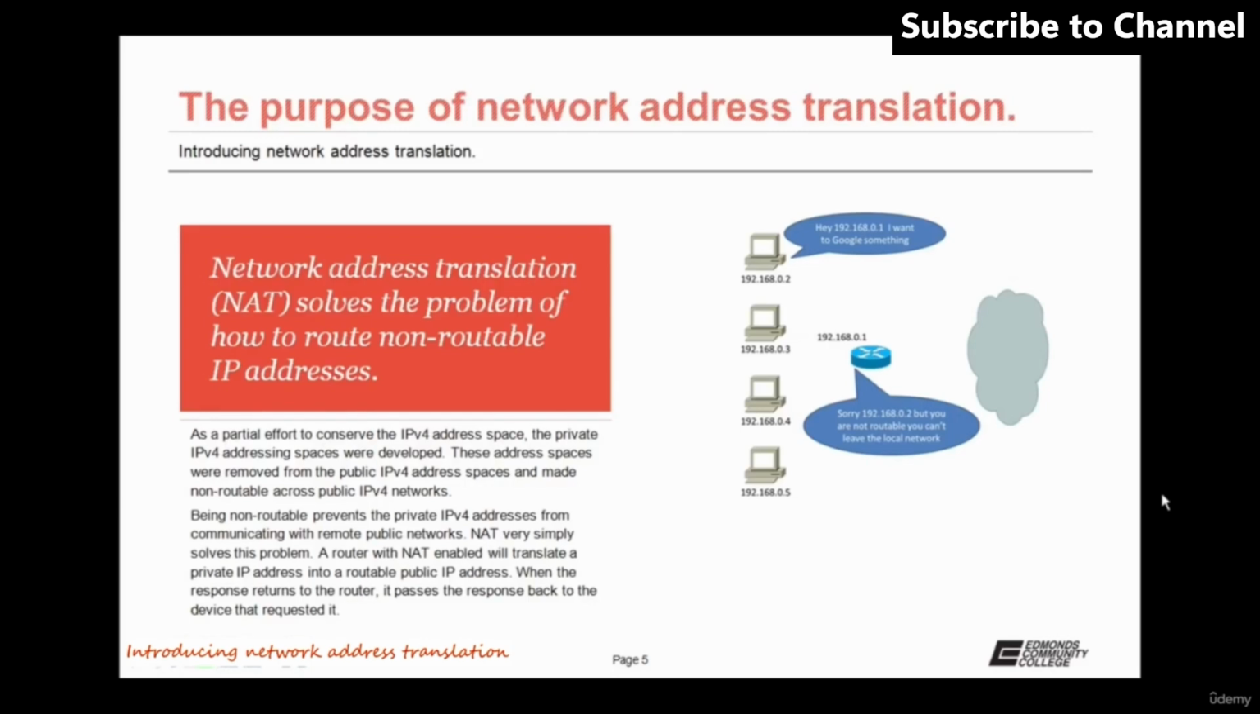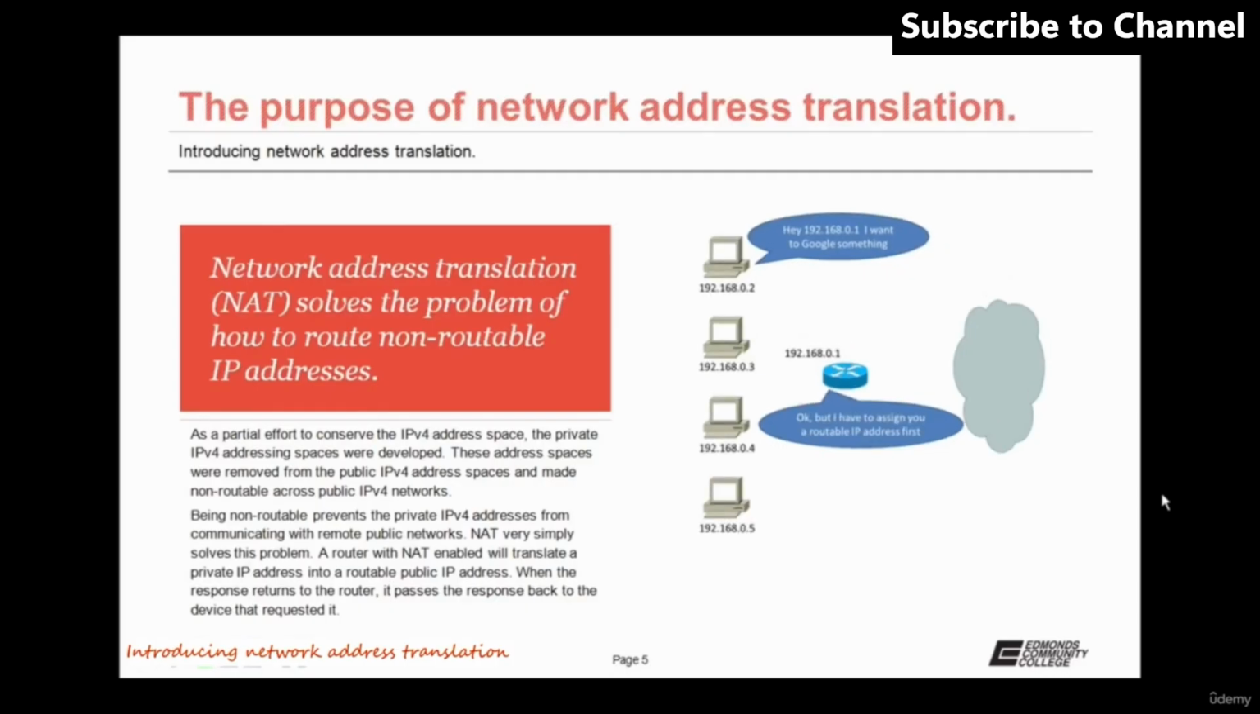And this led to the problem. Being non-routable prevents that private IPv4 address from communicating with remote public networks. NAT very simply solves this problem. A router with NAT enabled will translate a private IP address into a routable public IP address. When the response returns to the router, it passes the response back to the device that requested it.